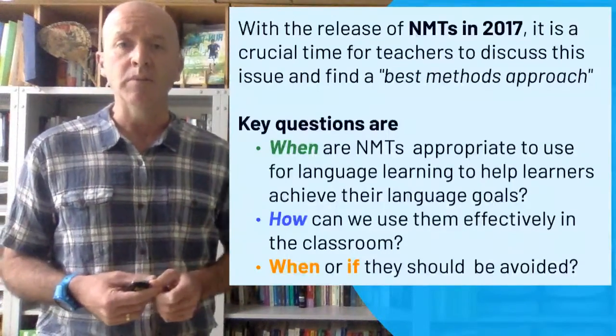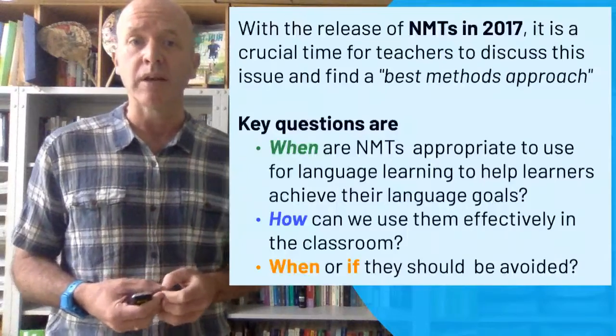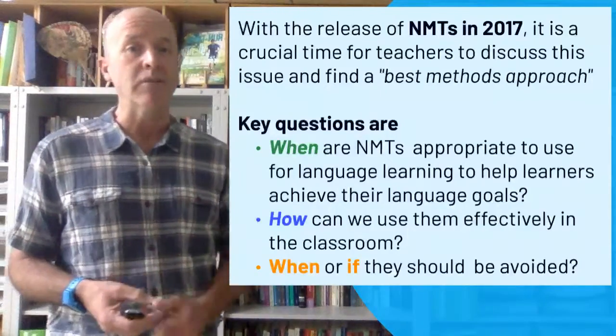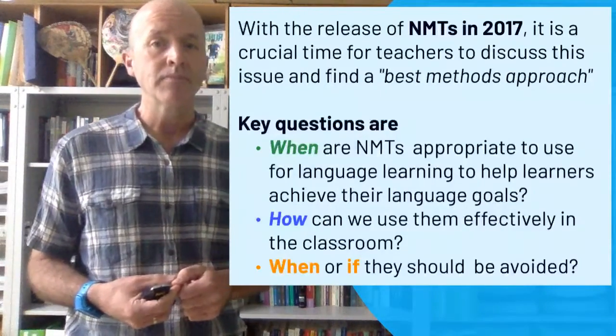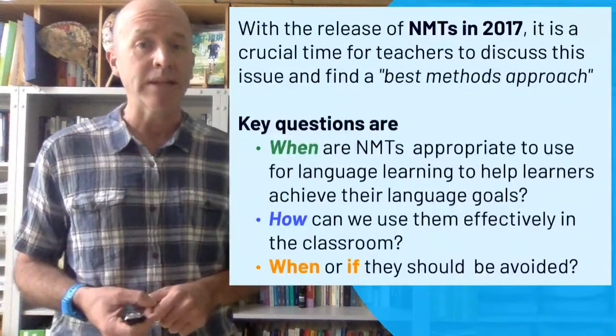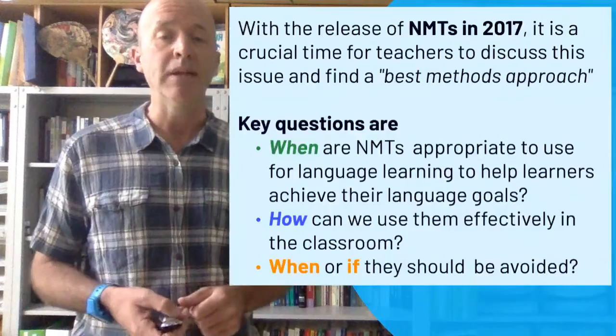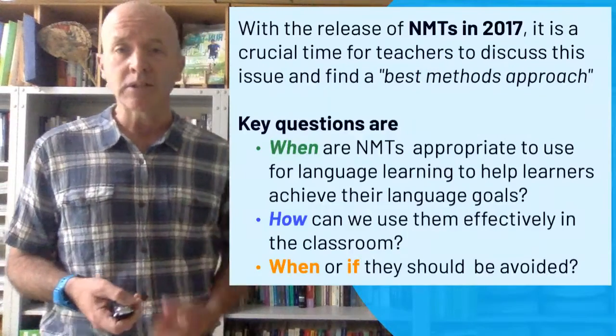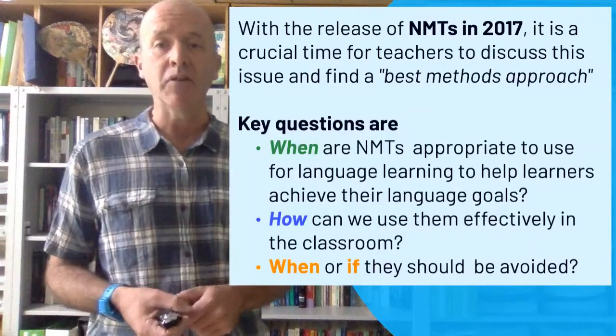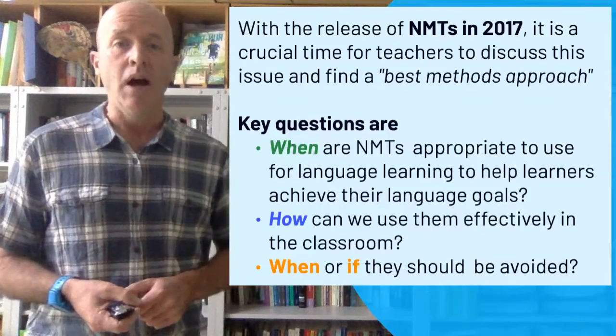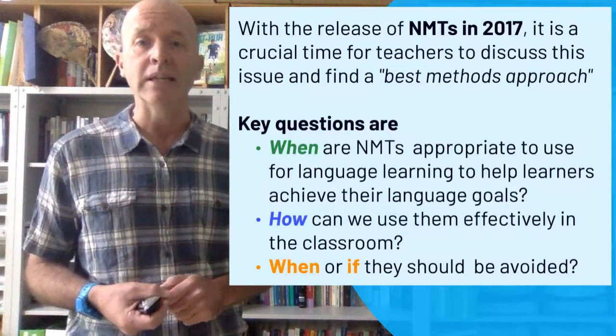When are neural machine translations appropriate to use for language learning, to help learners achieve their language goals? How can we use them effectively in the classroom? And when, or if, should they be avoided? These are some of the questions I've been asking myself as a language teacher, again, especially for writing classes.